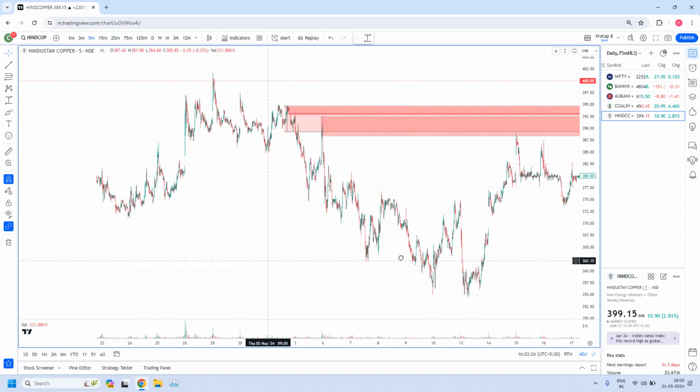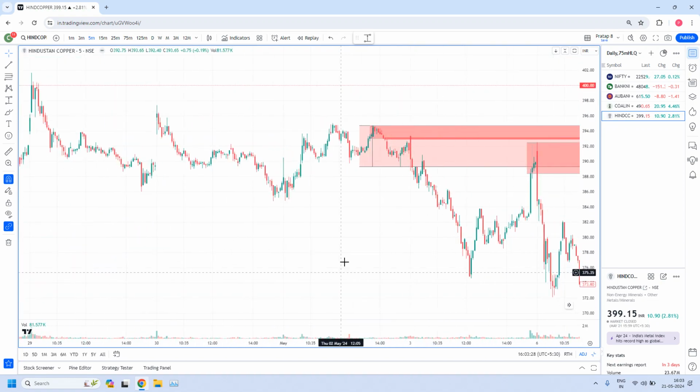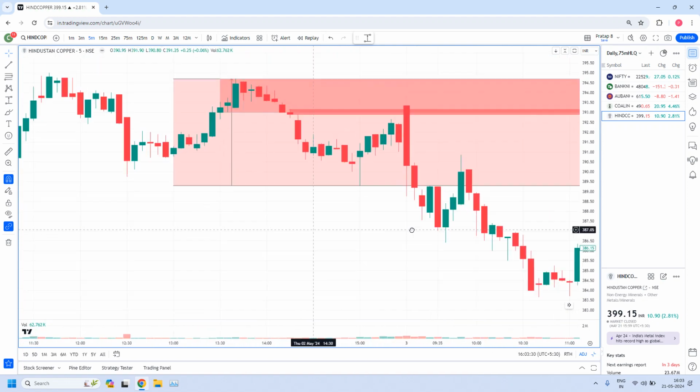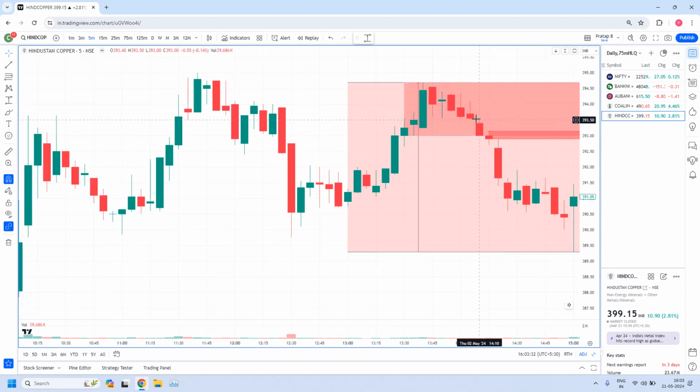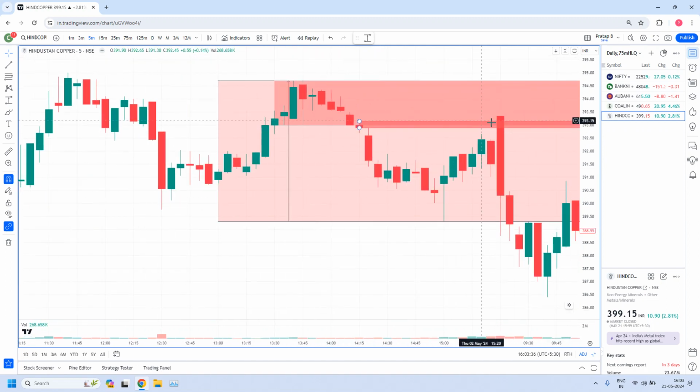But there is one more zone here. One more 15-minute zone. Here also we have a fine-tuned zone. We have a drop, base, drop. This is a 5-minute zone. And this zone was already violated previously, in this candle. Actually it is a pierced zone. We don't trade on the pierced zones. Prices opened with a gap up above this zone, and then prices came down.